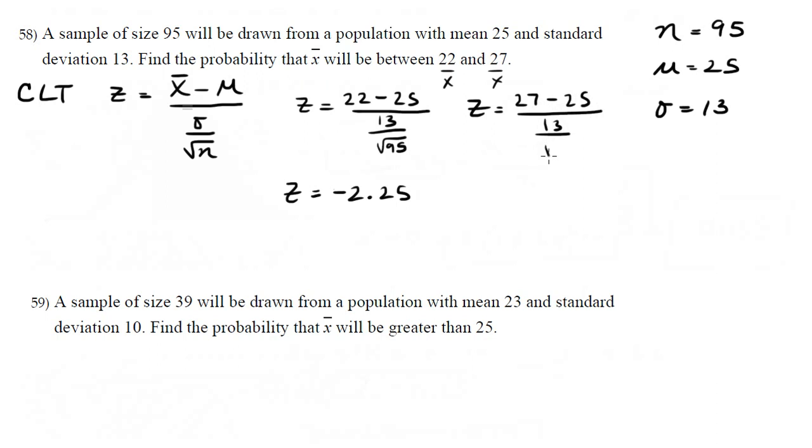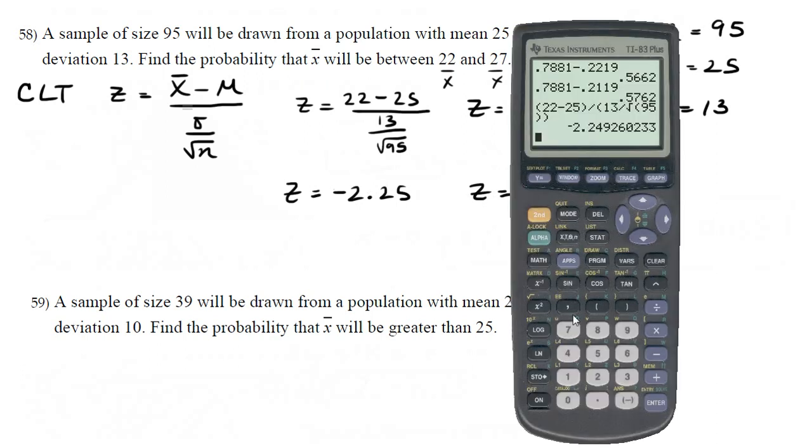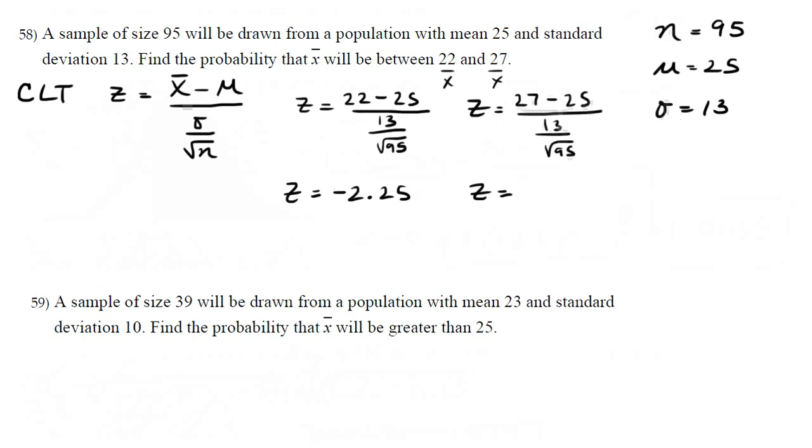Divided by 13 over the square root of 95. So this z value equals, let's pull up this calculator again. So second entry, so I can just have the values back, and now I just change 22 to 27. Nice, right? So that's 1.499, so I'll round that to 1.5. The z value is 1.50.